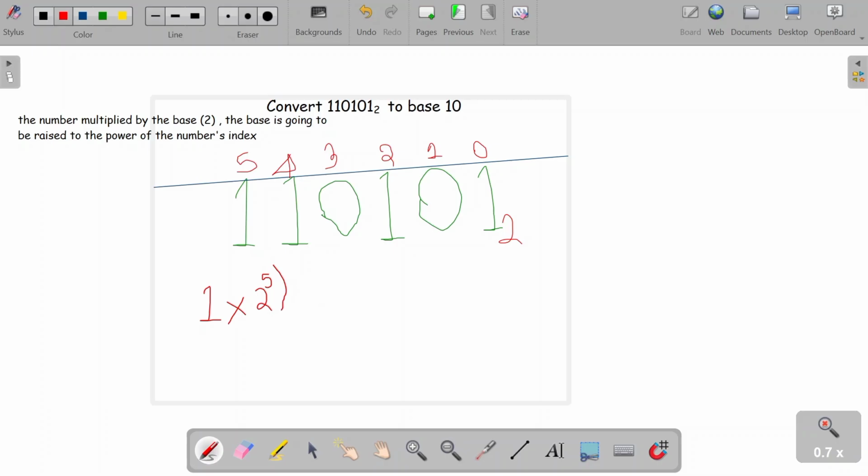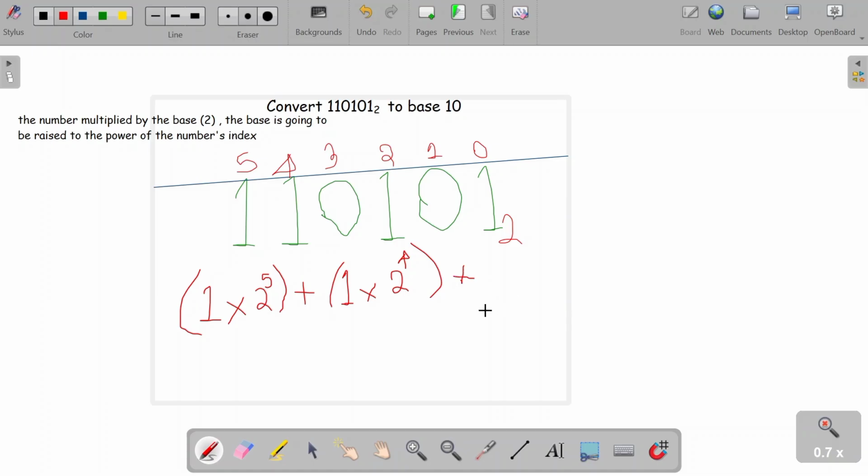Now we're going to close this bracket. Let's put it in brackets. Then we're going to say plus. All right. Now what's the next one? 1. This 1 over here. 1 multiplied by the base 2 to the power of what? 4. And then we close this bracket and then move on again to the next number.